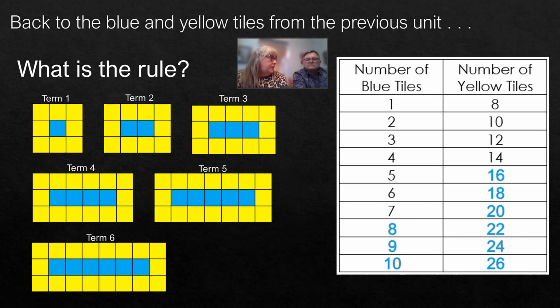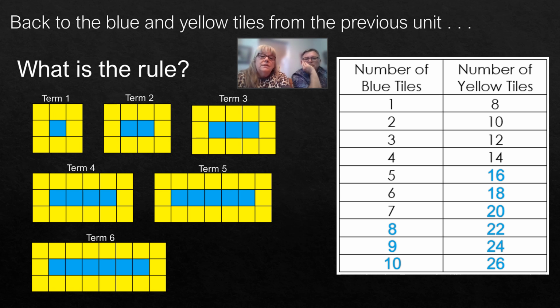Now, Daryl, I know you had asked me about the rule for that previous task in the last unit. We're going to actually address that here. Yes. So here are the blue and yellow tiles from Dive in 5 for our previous unit. We've got to figure out the rule.